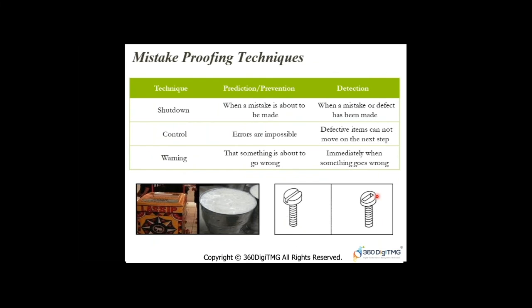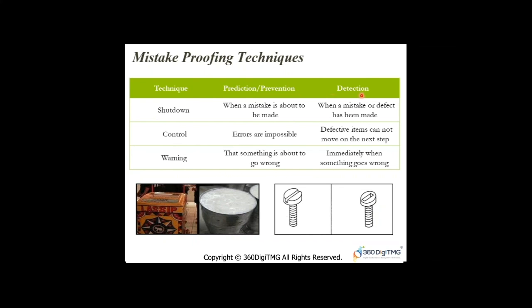Here is mistake proofing. Mistake proofing is the best control mechanism, the best known technique to control the improvements which you have brought about. There are three different categories within that. The first technique is shutdown, right? In prediction or prevention, when a mistake is about to be made, you come to know that, hey, there is a mistake about to happen. And the entire world is moving towards that, building prediction models, data analytics, and all that.